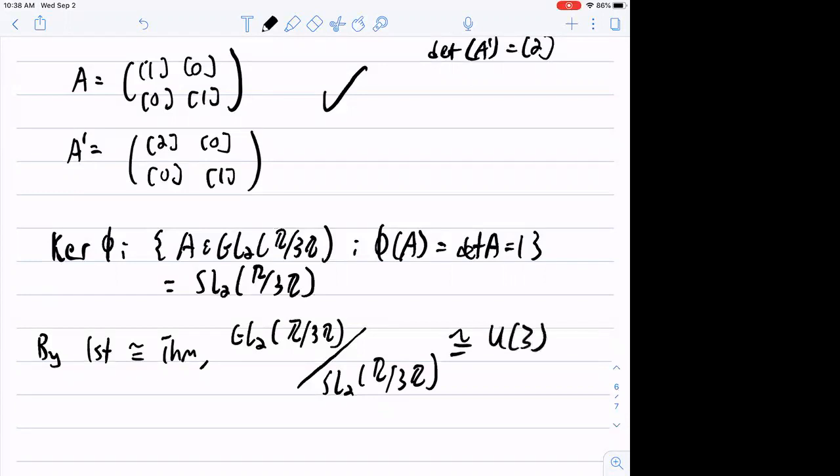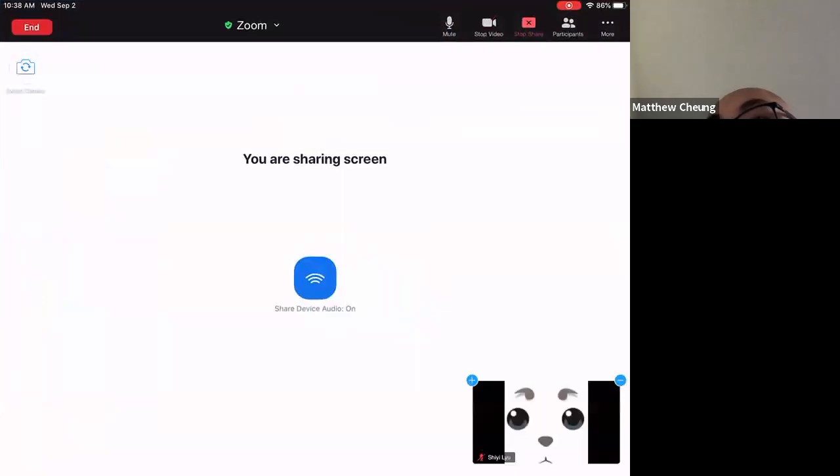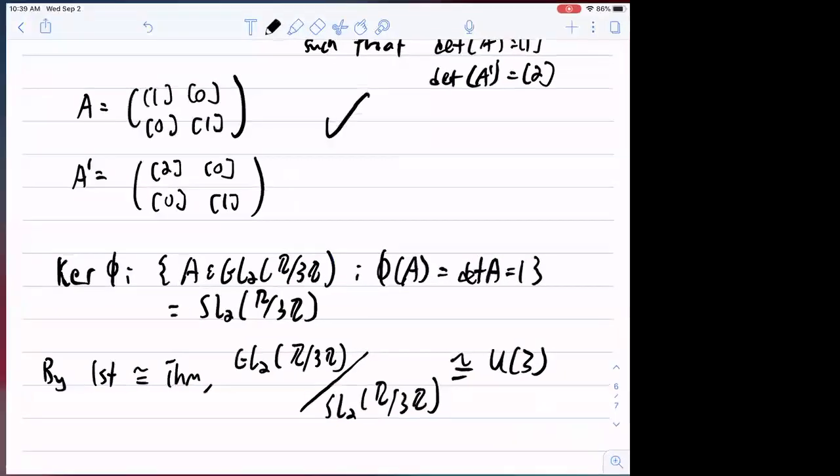That's the image, but since it's surjective, the image is the whole space, so it's U of 3. Everyone good or comfortable with the first isomorphism theorem? It's pretty useful whenever you want to show a map from a quotient group to something else. So let's do one more.